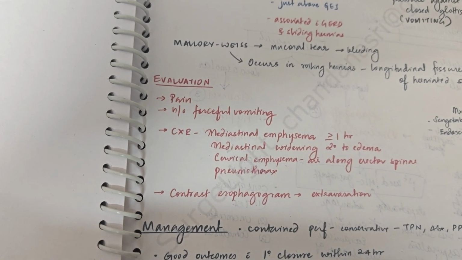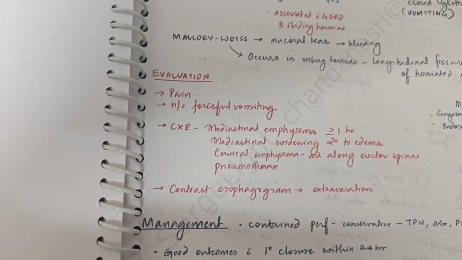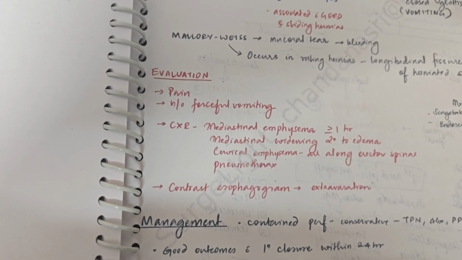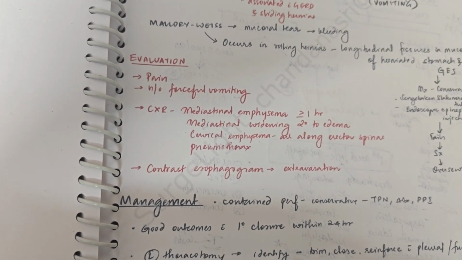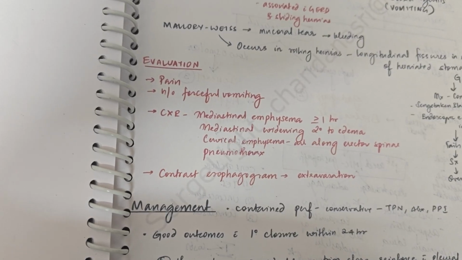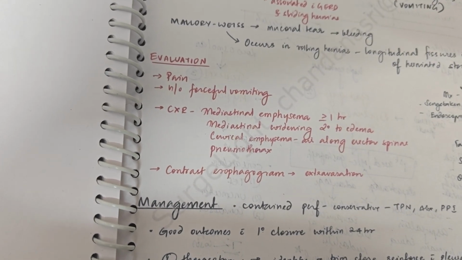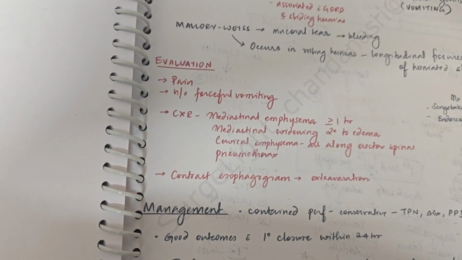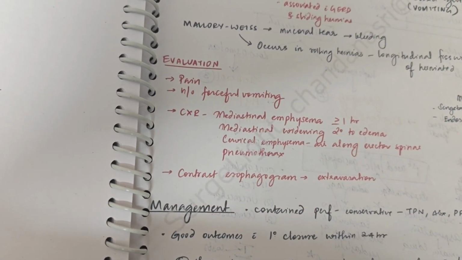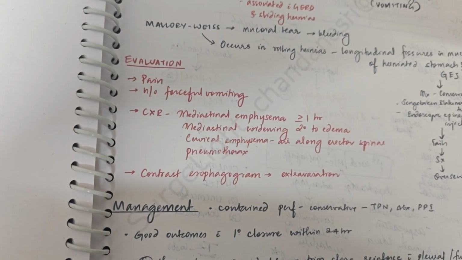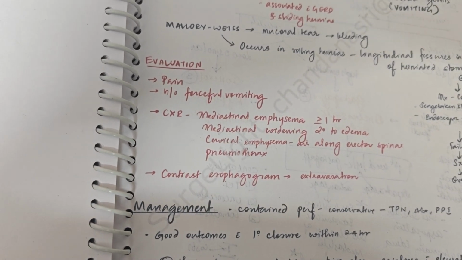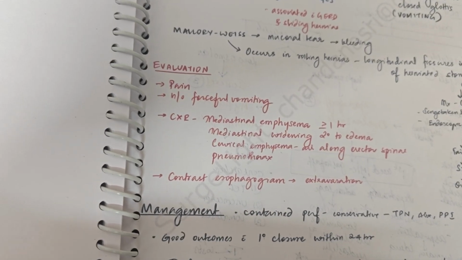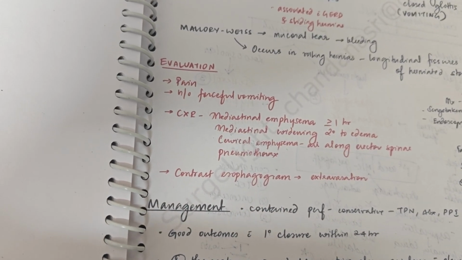What is mediastinal widening? Widening in the sense that the structures present in the mediastinum widen, and this widening of the mediastinum is seen after 2 hours. It is secondary to the edema. You even have something known as cervical emphysema, and this cervical emphysema is present along the erector spinae muscle. It is because of pneumothorax.